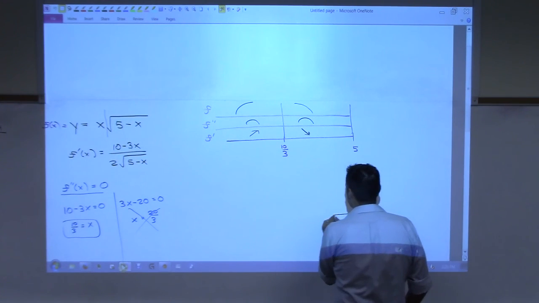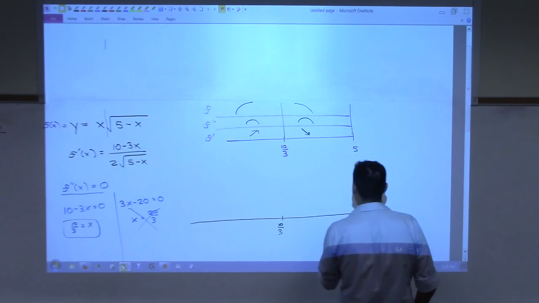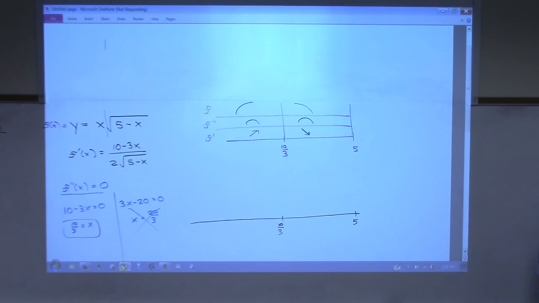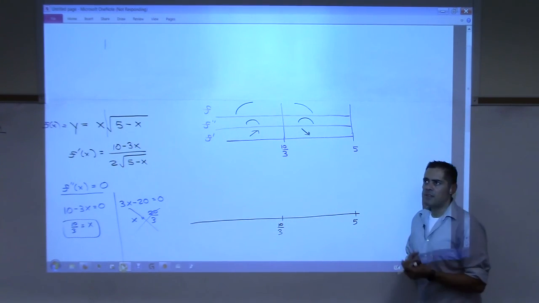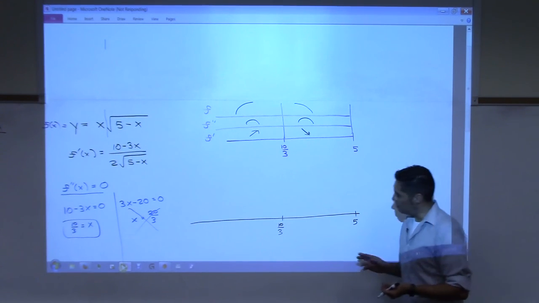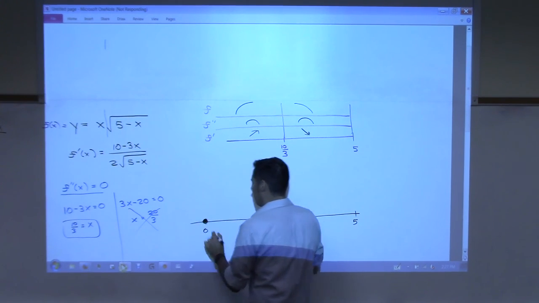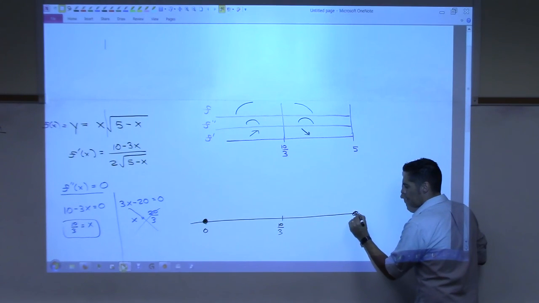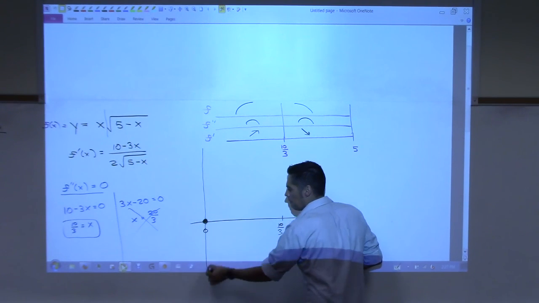Number line, 10/3, 5, and now we start putting everything together. So domain, my picture should only exist this way. I had an x-intercept where? 0, so 0 would be over here, wouldn't it? An x-intercept there. I also had an x-intercept at 5, didn't I? And the y-intercept was actually the same as the x-intercept, so over here.